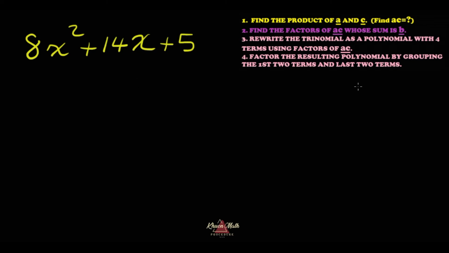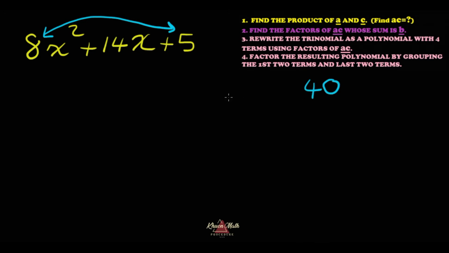Okay, so step 1 is to find the product of a and c. So you take a times c. Okay, find AC. So a is the coefficient of x squared, so a is 8. And then c is 5. C is the constant. So when you take a times c, that's just going to be 8 times 5. Okay, so what is 8 times 5? 8 times 5 is 40. So we're going to write 40 here.